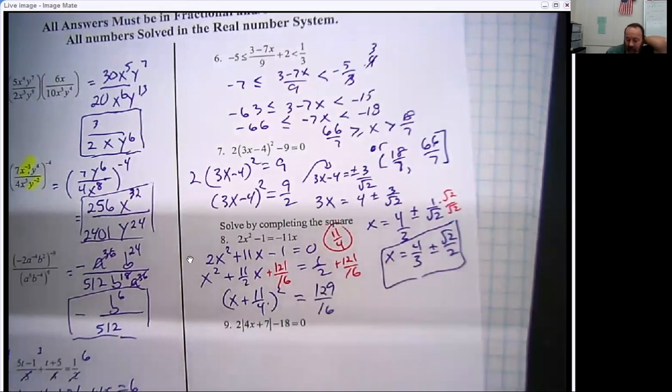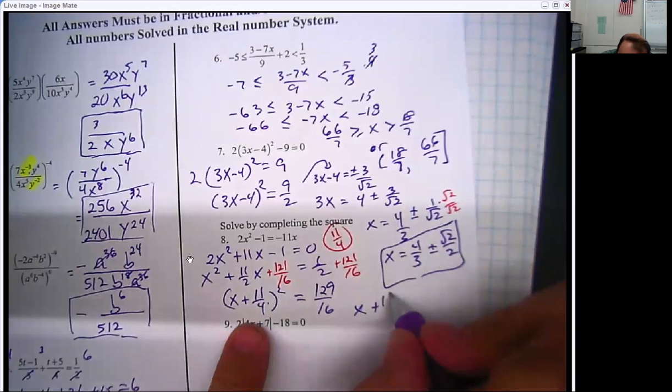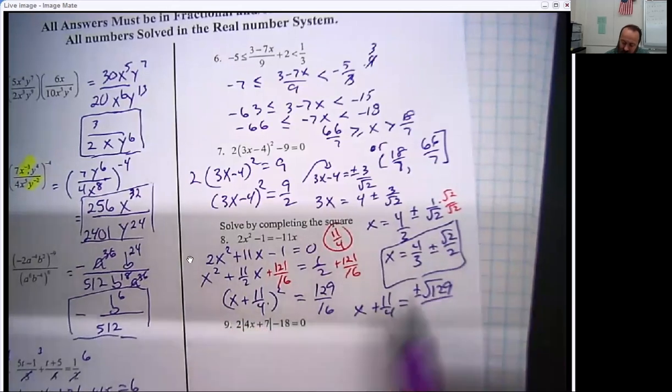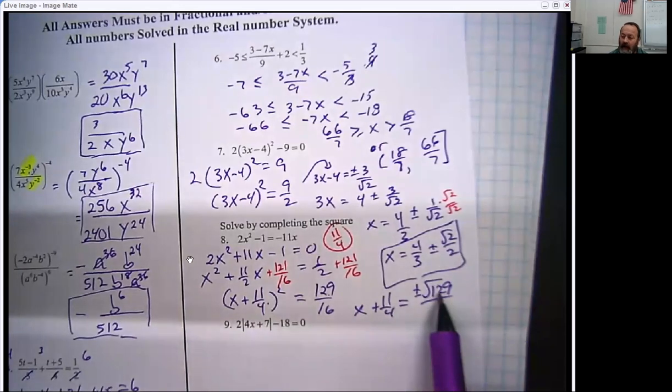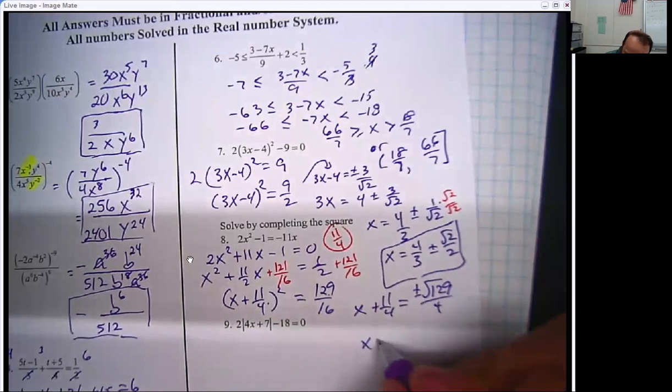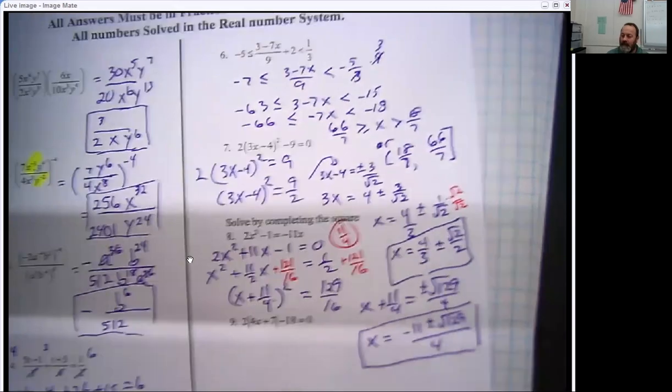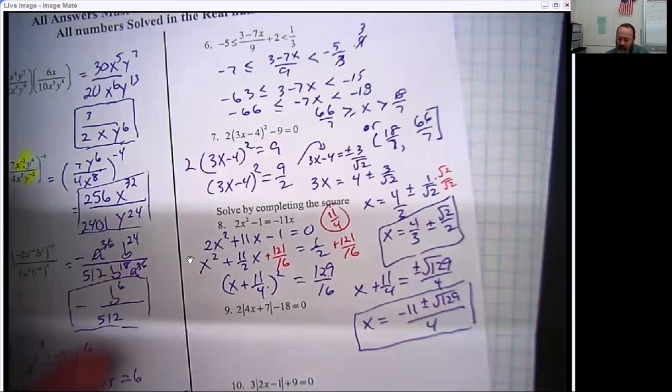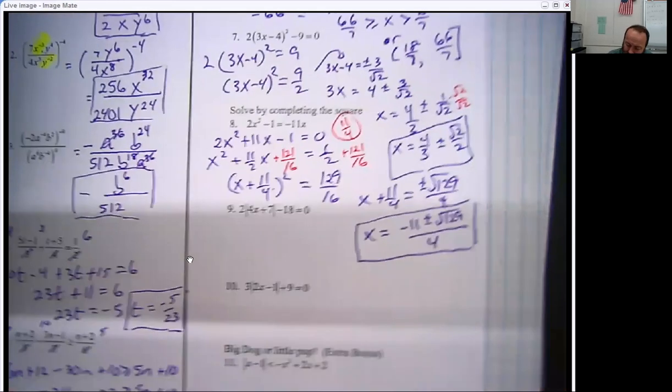And a really nice thing happens that I promised you is when you take the square root of both sides, almost every time something really nice happens. Because although root 129 is not so pretty, the square root of 16 is 4. And so all we have left to do is slide that 11/4 across. And beautifully, we already have this common denominator, so we're going to be able to slide that across and be okay.